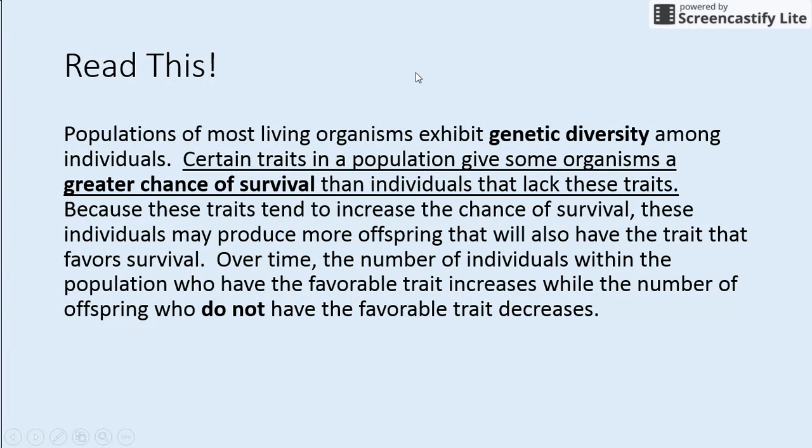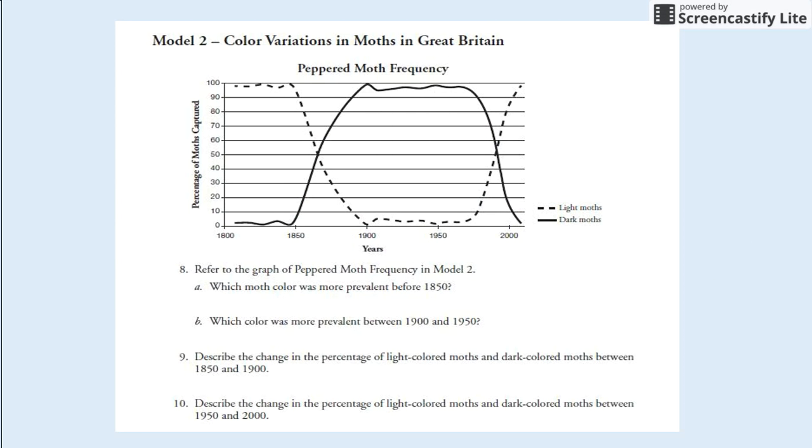So essentially what this is saying is, in a population, there are individuals who are better suited for survival than other ones. So there are some individuals in a population that have a better chance of surviving and living than other ones. So we're going to take a look at an example to make it a little bit more sense. On your first page, you have a graph in front of you. It's the color variations in moths in Great Britain. If you don't know what a moth is, it's pretty much like an ugly butterfly.